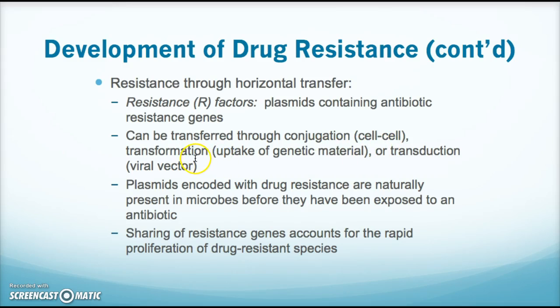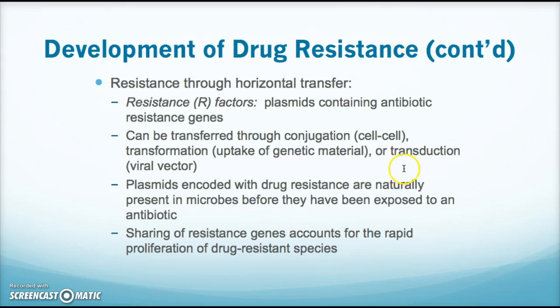Another way that it can happen is what's called transformation. What happens here is, let's say you have an antibiotic resistant bacteria in your body, but somehow it dies and it releases its genetic material. Another bacteria can come along and pick that genetic material up, absorb it into it, and it becomes transformed by it. It has now got the genetic material of the bacteria that died.